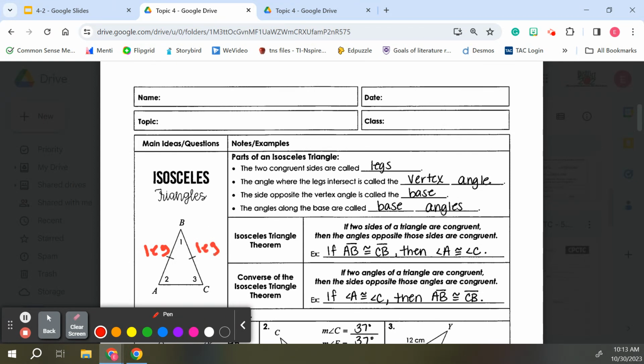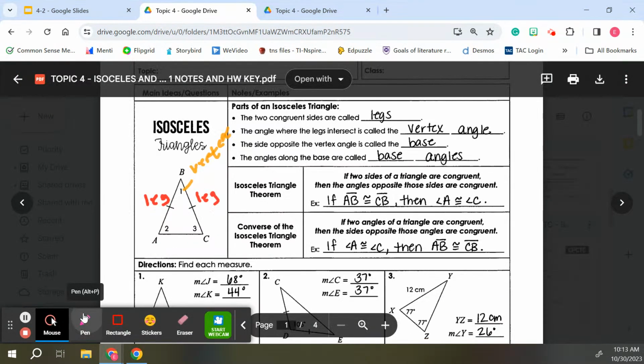The angle where the legs intersect is called the vertex angle. So they're talking about this guy right here. That's your vertex angle. The opposite side is called the base. So they're talking about AC, that's your base.